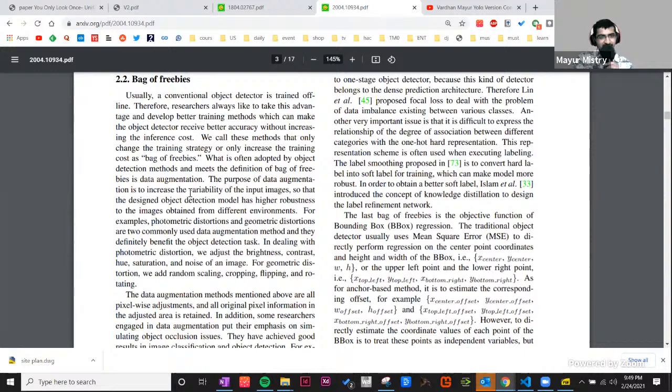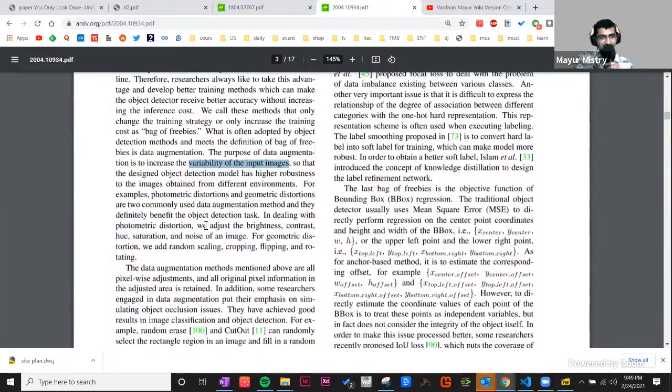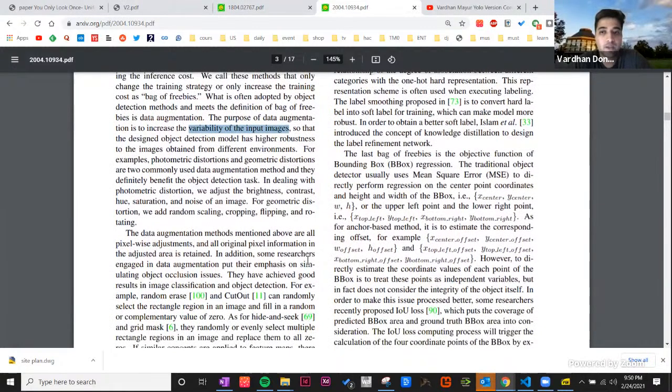It is to increase variability of input images so that the designed object detection model has higher robustness. I would say it's an augmentation kind of technique. You have these data augmentation techniques where you change the brightness, perform random cropping, flipping, vertical flips, horizontal flips. You perform these in order to include more variability in your data set, and that's something along those lines that they are doing. So instead of augmentation, they're using freebies. So it's just extra data.